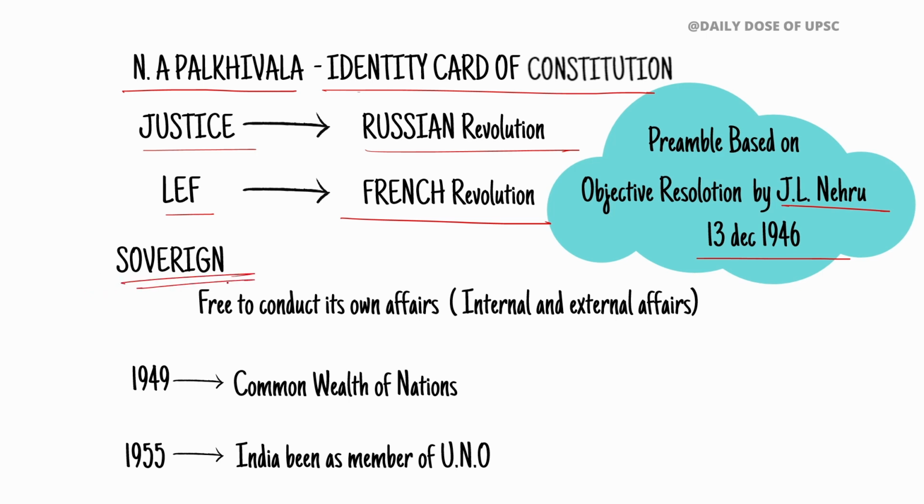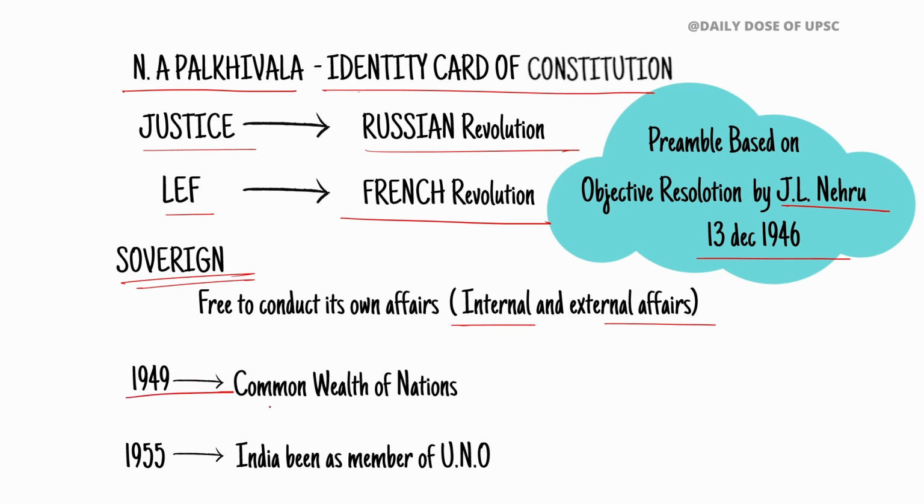First keyword is sovereign. Sovereign is nothing but being free to conduct its own affairs, internal and external. There is no authority above India to regulate or control its affairs. The word sovereign indicates that the state has power and supreme control over the affairs of the state.